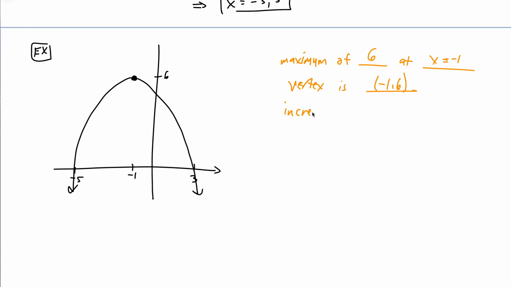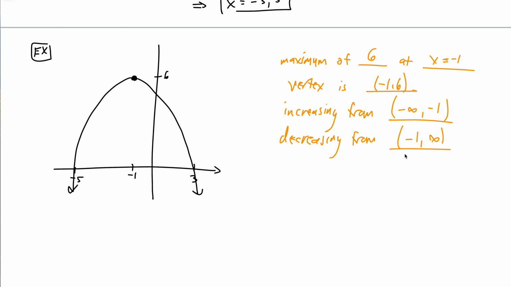I know that my function is increasing from, okay, well, where to where? Well, remember, increasing is when my graph is kind of getting larger. It's going upward. So here, I'm increasing all the way up until our axis of symmetry, which means I'm going to go from negative infinity up to negative 1. Therefore, I'm going to be decreasing on the other side of the vertex, right? I'm going to decrease from negative 1 up to positive infinity.